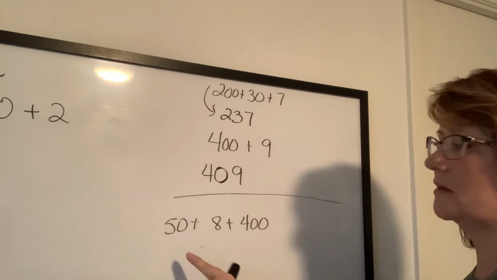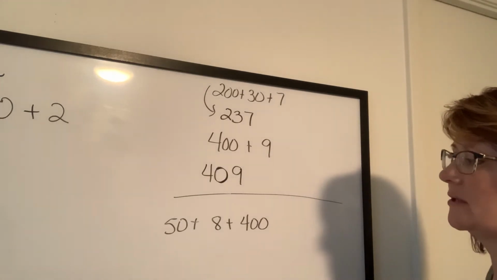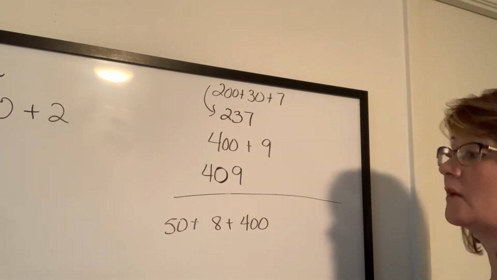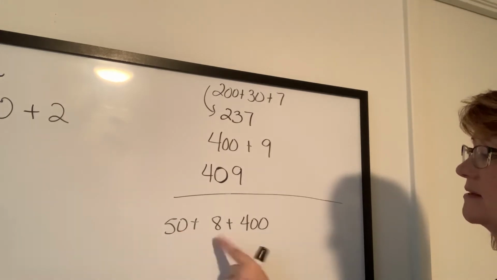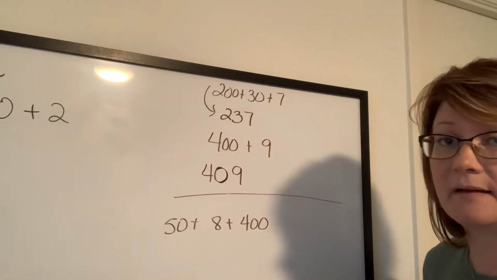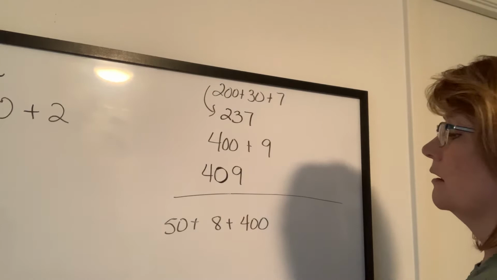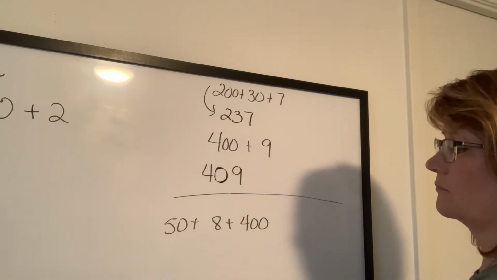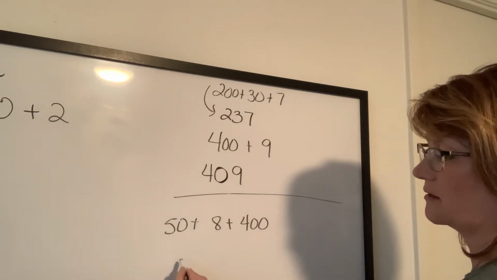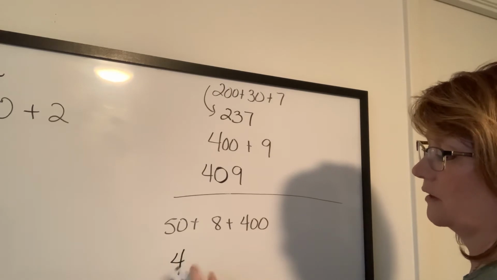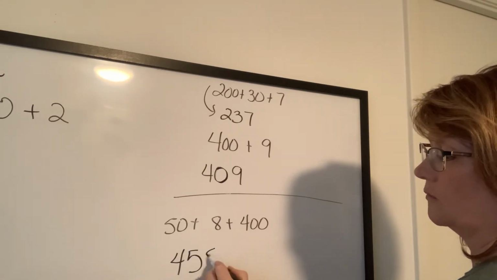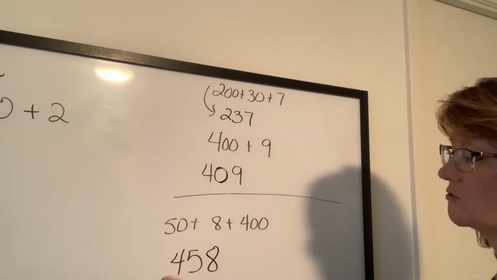All right, now this one down here can be a little bit tricky because we've mixed it up. And you can do that because I can still do 50 plus 8 plus 400. I can still add it that way, okay? But what would come first? Your hundreds is your greatest, so it's gonna come first in the hundreds place, and then 5 tens, and then 8 ones. Okay, so 458.